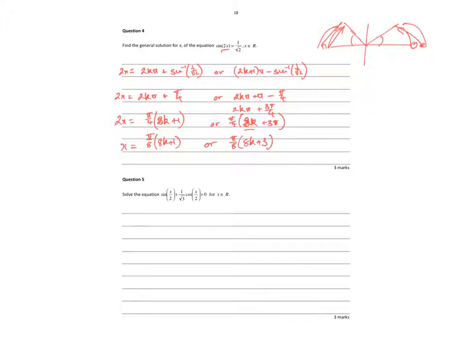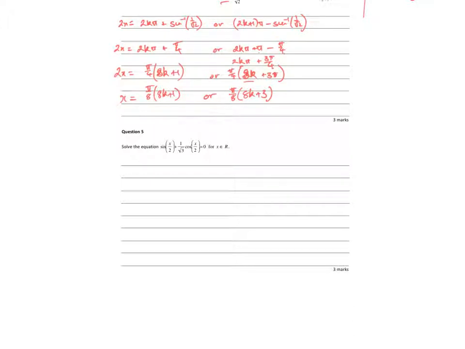Okay. What's 5 got for us? Solve the equation for that. So as soon as we see a sine x and a cos x, we know we have to turn it into a tan x. So let's go with sine x on 2 will equal negative 1 on root 3 cos x on 2. Divide by cos x on 2. So they cancel to give me a tan x on 2 is equal to negative 1 on root 3.